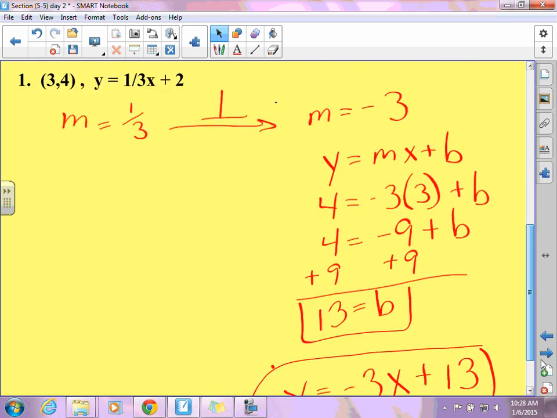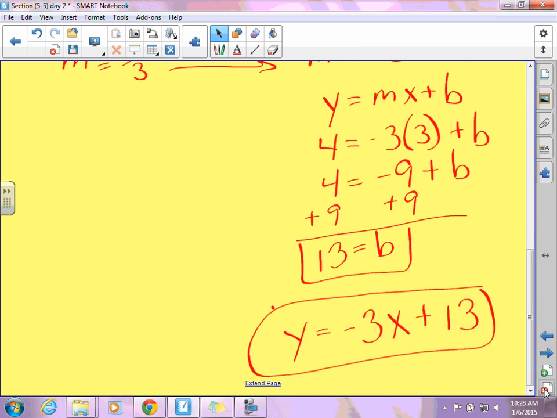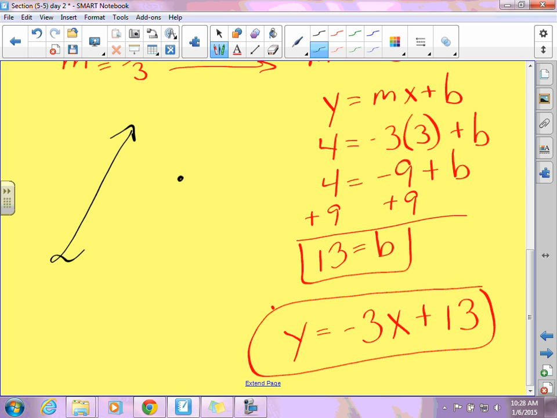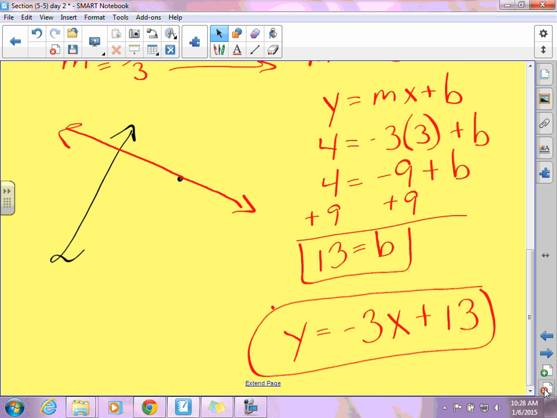So what happened was, I had this line, I had this dot, and rather than doing parallel, I'm doing a line that's perpendicular, so it's going in the opposite direction. And you came up with the equation of that. Questions? If you visualize it, it makes a little bit more sense as to what you're doing. All right, let's take a look at this one.